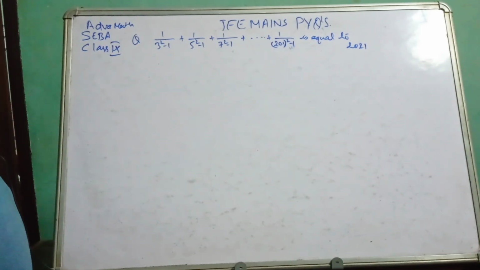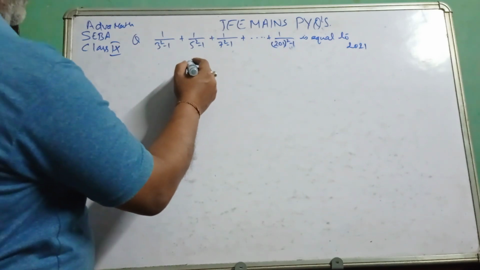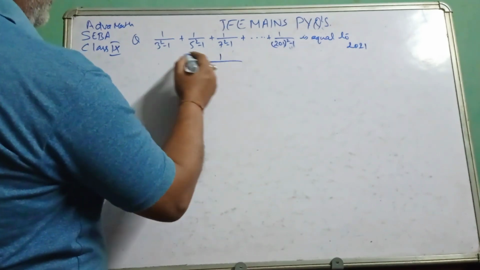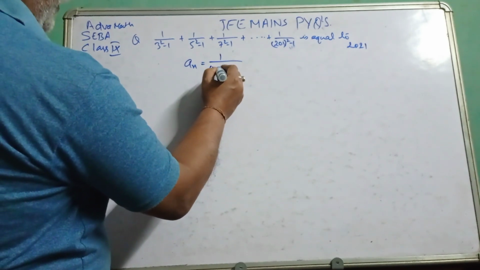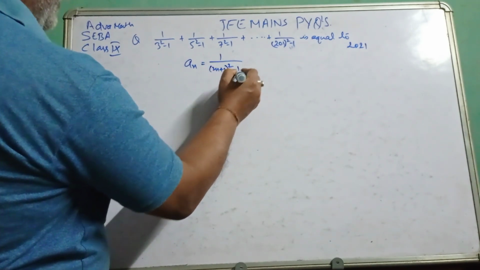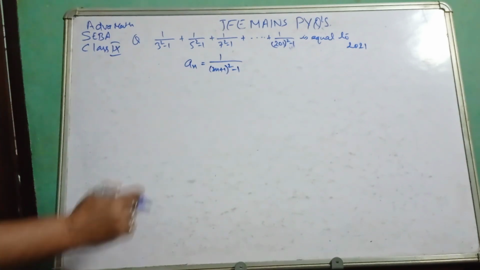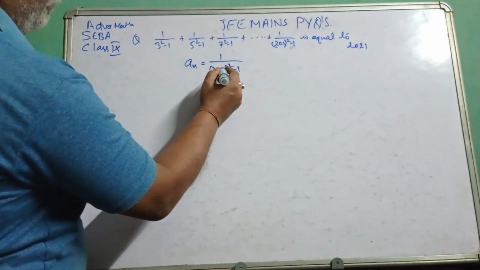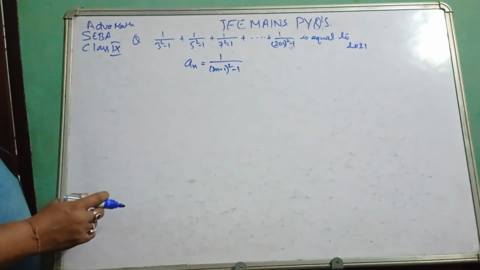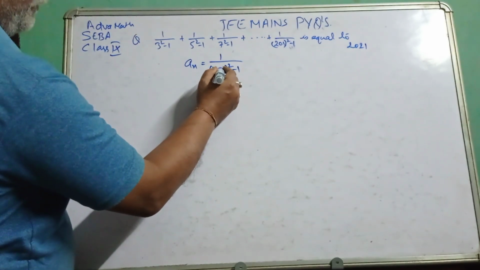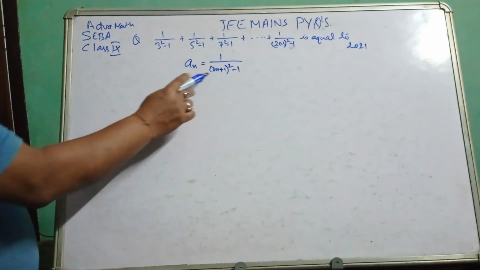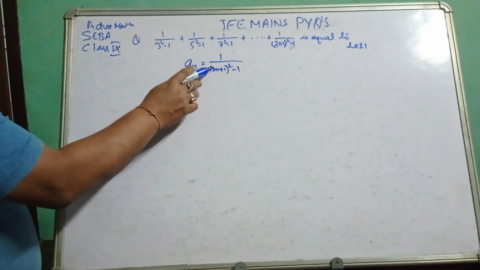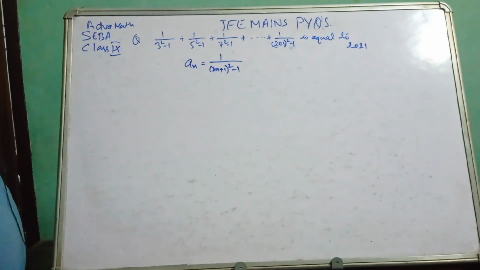Here what we are going to do is find the nth term. The nth term will be 1 by (2n plus 1) the whole square minus 1. You see, you place here 1 for 2n plus 1, so 2 plus 1 is 3. You place here 2, 4 plus 1 is 5. You place here 3, 6 plus 1 is 7. So this is the nth term.